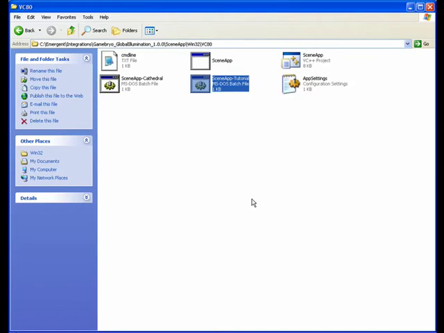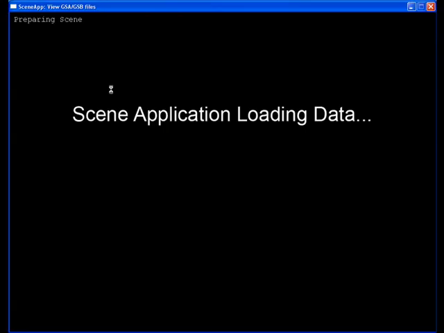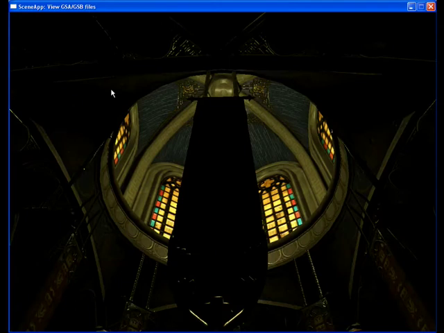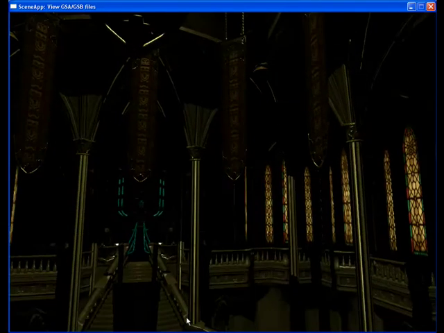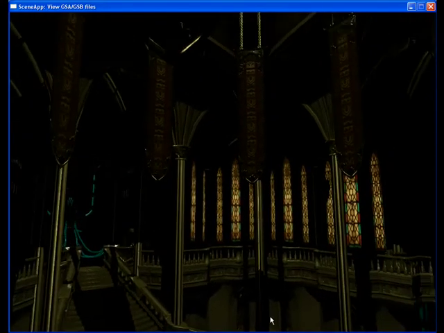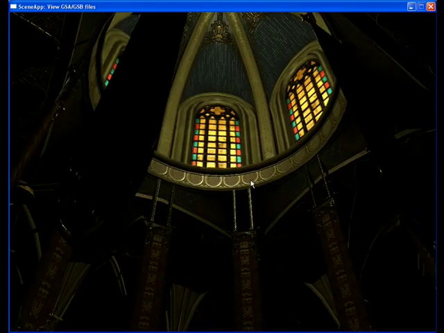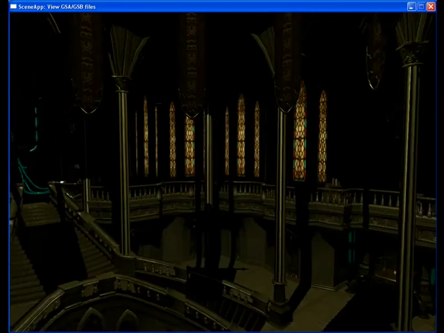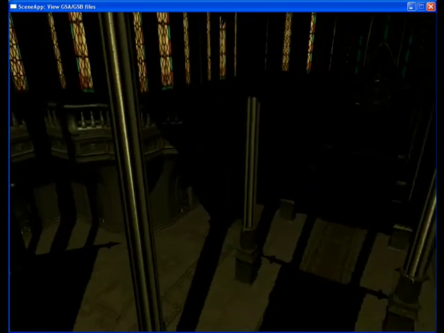Okay, let's look at a little more complex scene here. So I'm going to load up the cathedral, and this will give you a feel for the scale of something more akin to an actual game level. So once again, we have the entire scene lit with a single point light, in this case coming from the middle of the dome down to light the rest of the cathedral.